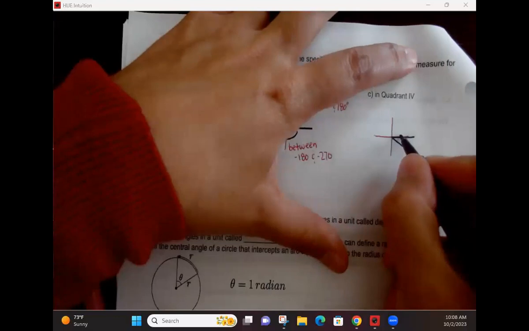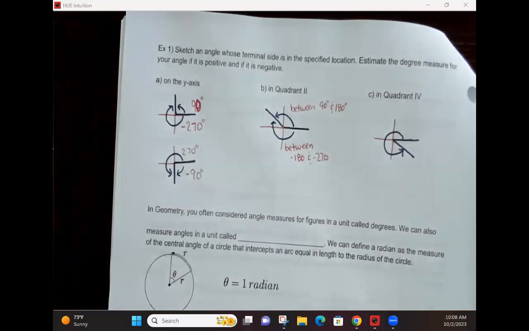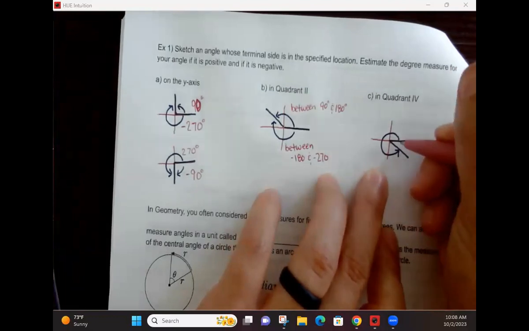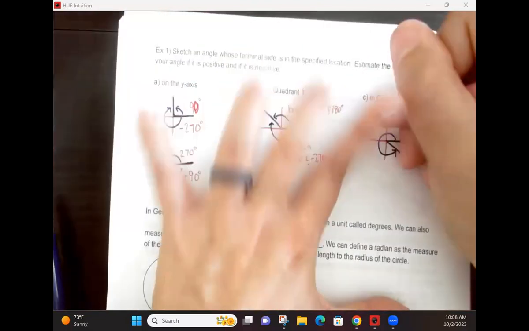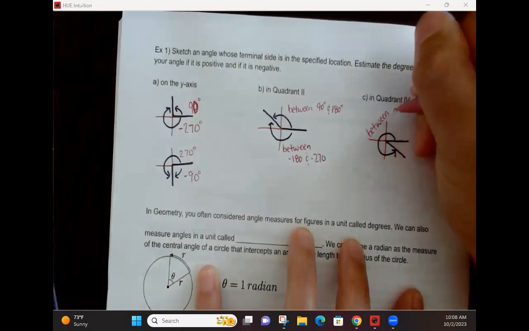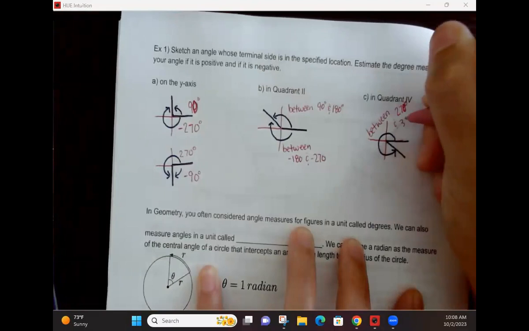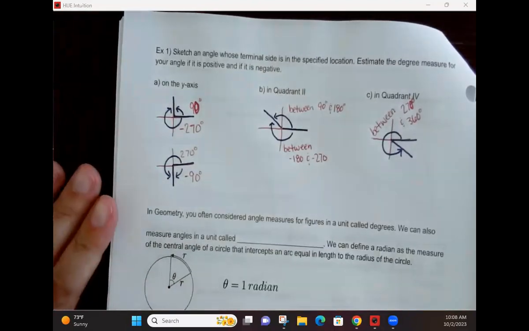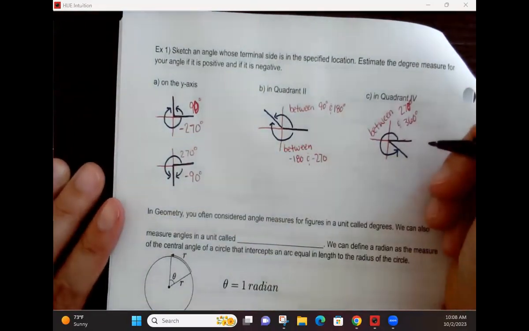Our positive angle, again, counterclockwise, would be somewhere between 270, that would be on the negative y-axis, and 360, that would be if you went all the way back to the initial side. So somewhere between 270 and 360. Give me a reasonable estimate for your angle.